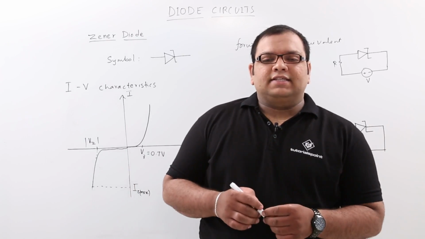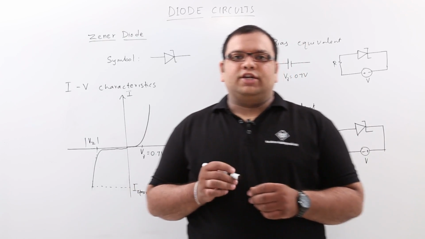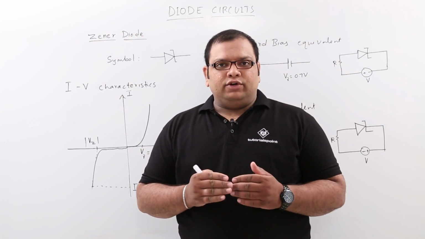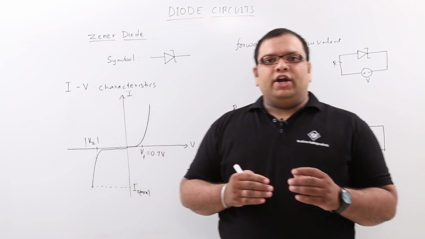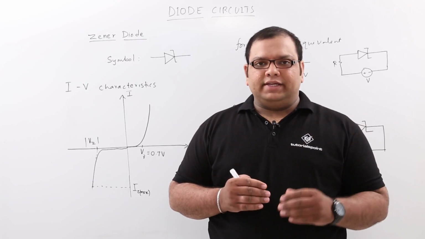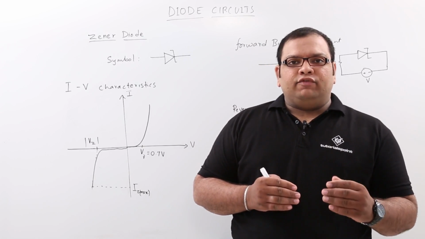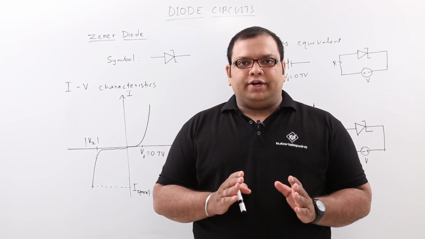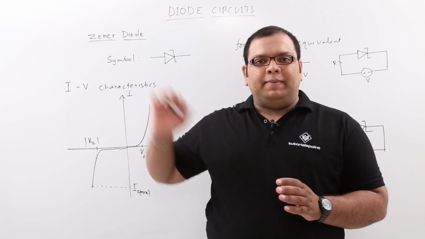Now in this class, let us discuss the Zener diode in the diode circuits topic. The Zener diode is the same as the PN junction diode, but the difference is that the Zener diode is more highly doped than the normal PN junction diode. A normal PN junction diode we use only in the forward bias region. In the reverse bias region, it will be open circuited. That's what we discussed for normal PN junction diodes.